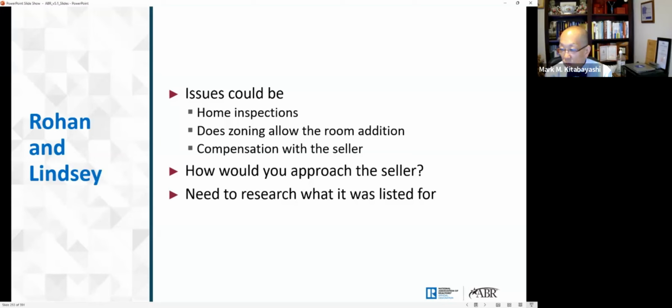This could involve a home inspection. Does zoning allow the room addition? So you might not want to give that advice for free. Compensation with the seller: have you negotiated to get them to pay for it? You don't want to do free work. Think about how you approach the seller.